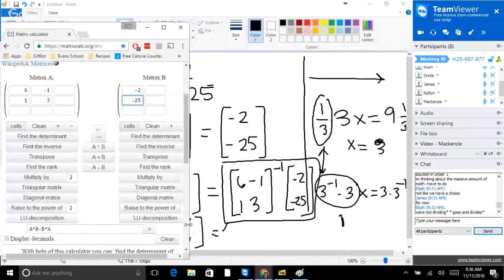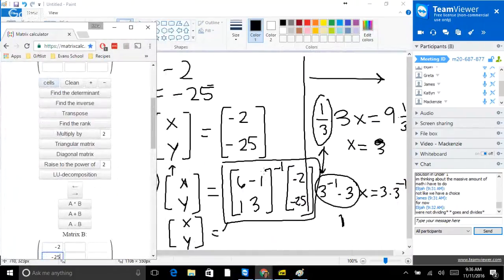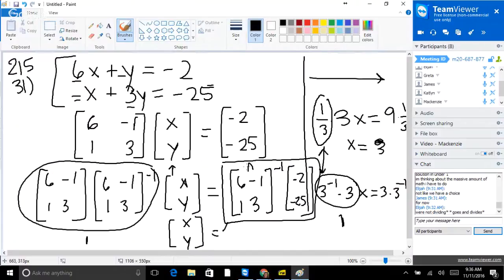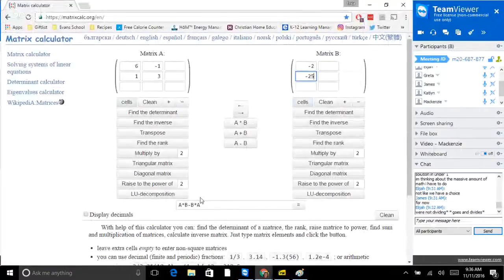What I'm saying is that x and y equals the inverse of A. This is our matrix A, right? The inverse of A times B. So I label this A and B, and I'm saying that x and y equals the inverse of A times B. So if I switch back to my calculator, xy is going to equal the inverse of A, that's how you would write the inverse, times B.